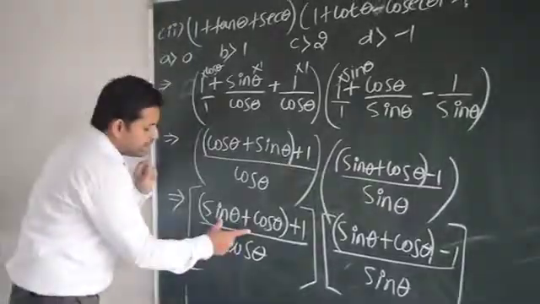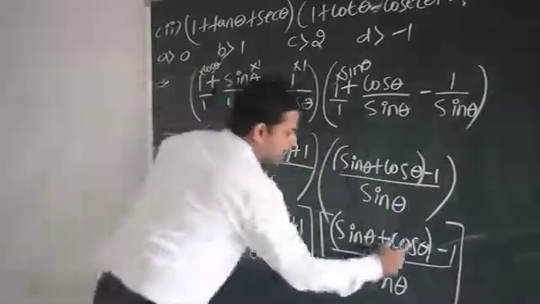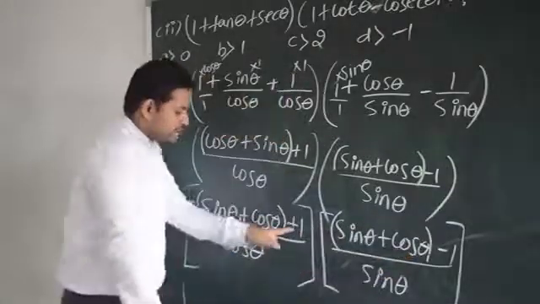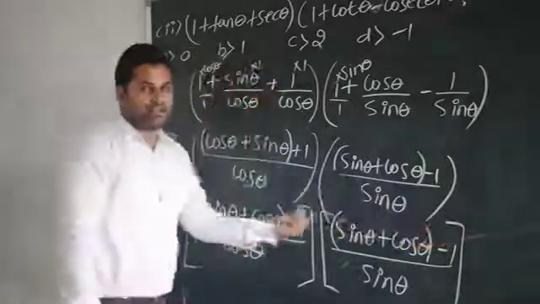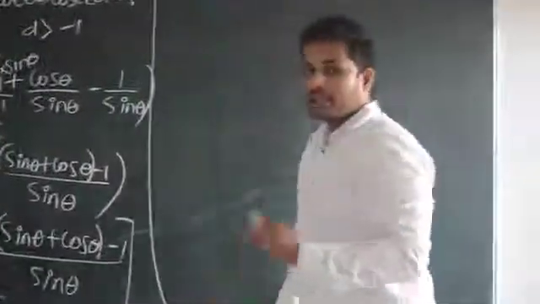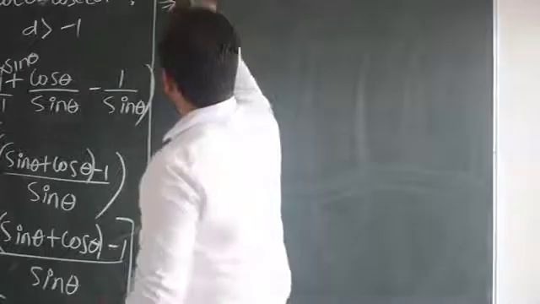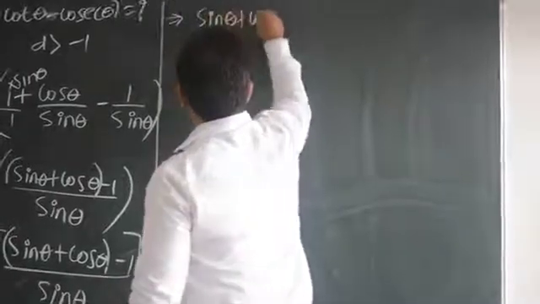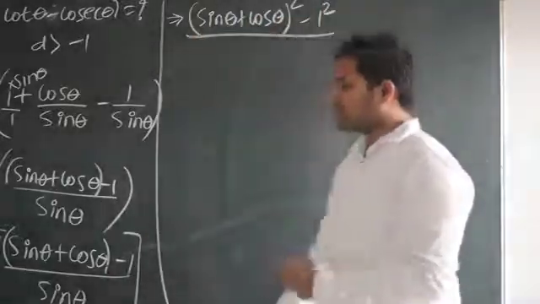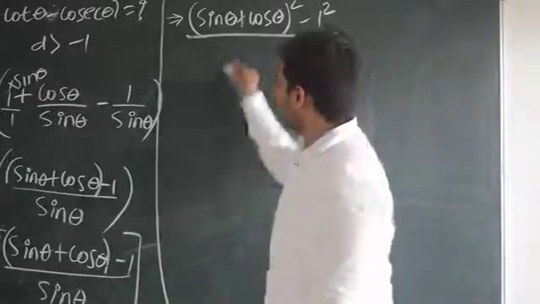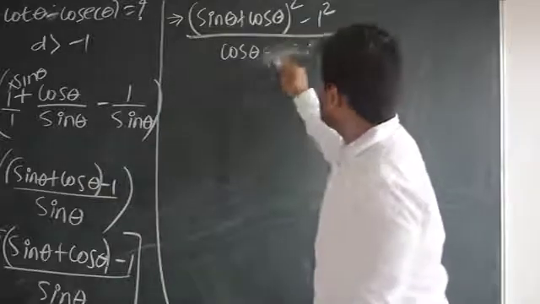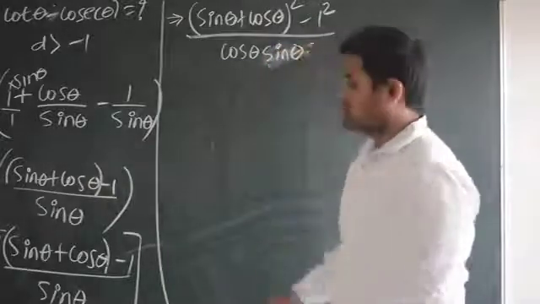Now is it in the form of A plus B into A minus B? Sin theta plus cos theta, both are the same A. This is plus B and this is minus B. A plus B into A minus B is going to be A square minus B square. So A square is sin theta plus cos theta whole square, then B square is 1 square. So we get sin theta plus cos theta whole square minus 1, divided by cos theta into sin theta. The denominators are multiplied, not subtracted.